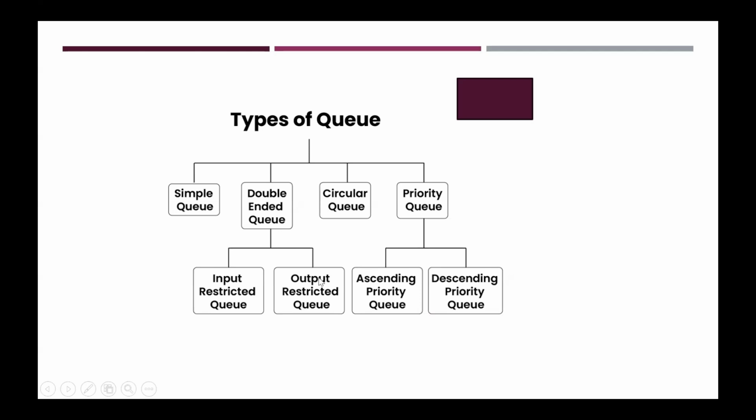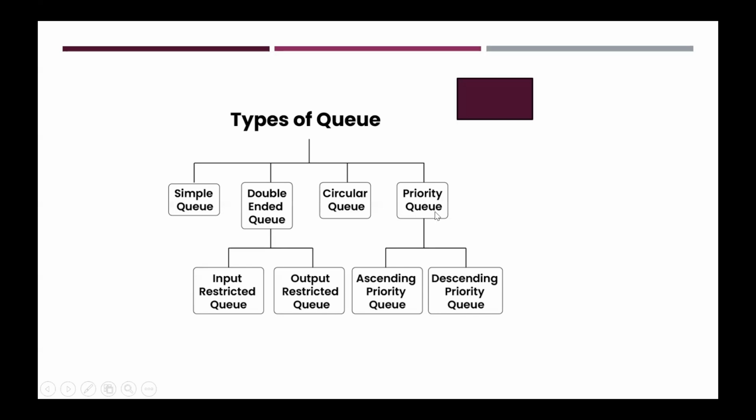Again, it is classified into two types. Input restricted queue: input is possible from one end only, and deletion can be done from both ends. Output restricted queue is the special type of queue where output is restricted, so deletion is possible from only one end, but insertion is possible at both ends. The third category is called the circular queue. Circular queue means the end of the queue is linked back to the first end. That's why it is called a circular queue.